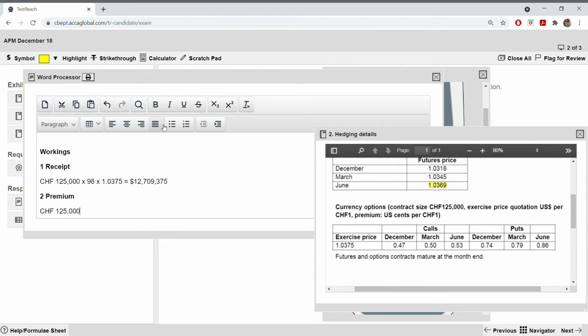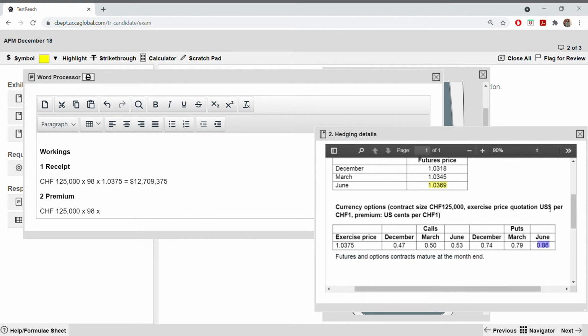CHF 125,000 multiply by, because I follow consistency, so I'm going to follow that. Multiply by how many contracts? 98 contracts, but multiply by what? What is the premium rate? It's a put option and it's June, so it is 0.86. Can you multiply 0.86 as it is? The answer is no.